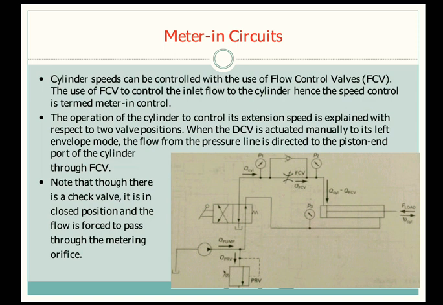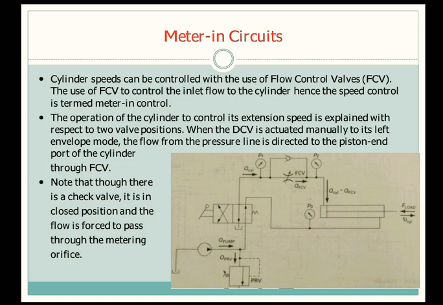Cylinder speeds can be controlled with the use of flow control valves. The use of flow control valves to control the inlet flow to the cylinder, and hence the speed, is termed meter in control. Here in meter in, we are controlling the extension of the cylinder. The operation to control the extension speed is explained with respect to two valve positions. First, when the DCV is actuated manually to its left envelope position.